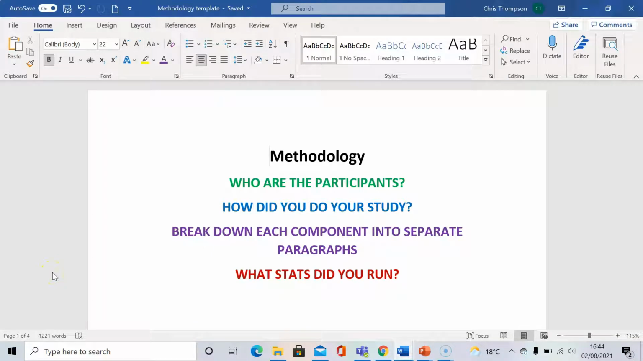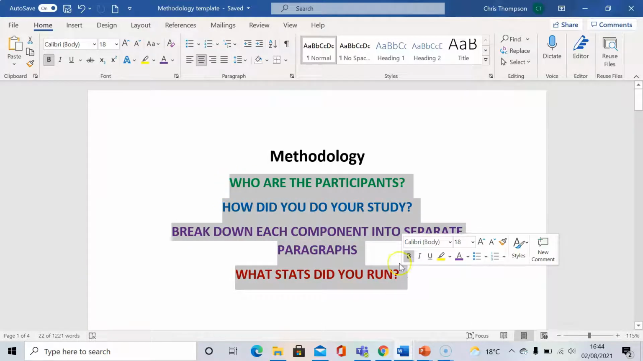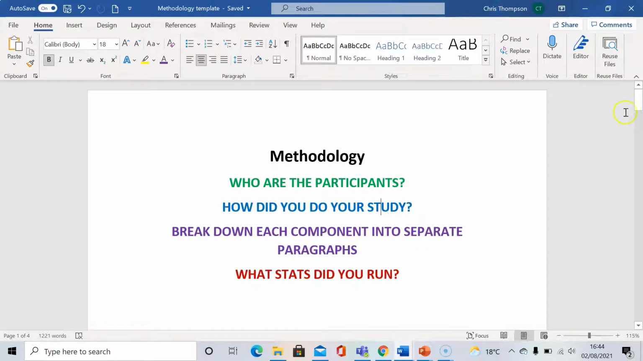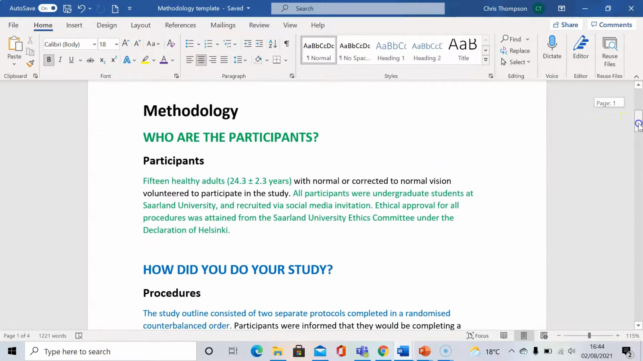Hello everyone and welcome to part 2, where I'm going to screen share my methodology from a previous paper that I've written. I've color coded it just like I did with the introduction section as well. As you can see here, these are areas which I spoke about in part 1. Now I'm going to scroll down, show you the methodology and elaborate from part 1.